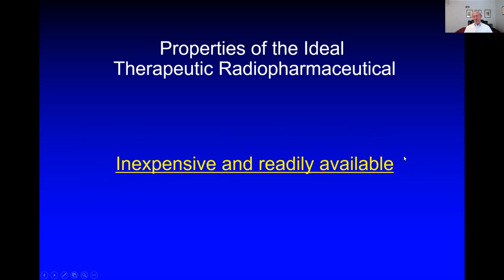Also inexpensive and readily available. I can tell you today, none of the new therapeutics is inexpensive. To give a course of 6 doses of the alpha emitter radium-223, it costs somewhere between $90,000 and $100,000. And we're talking about a drug that palliates pain, but is not curative. That's a huge price to pay.